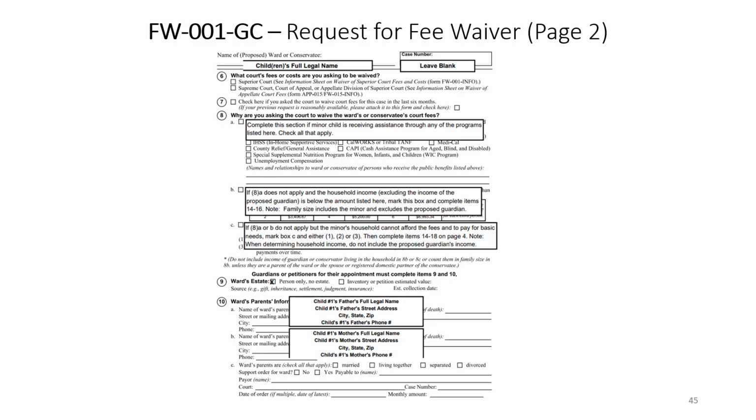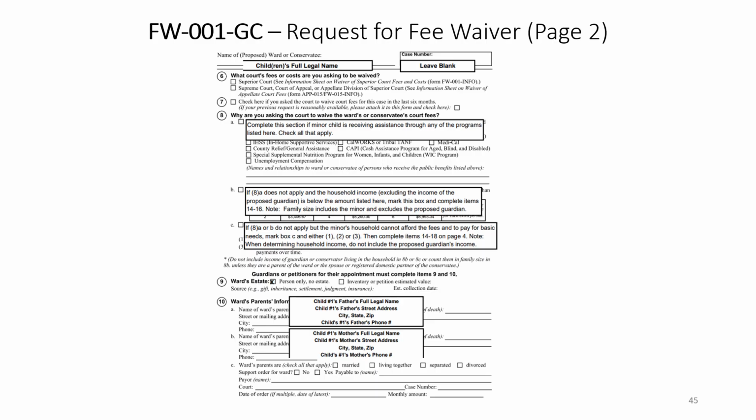On page 2 of Form FW-001-GC, in item 8, you will check either box 8A, 8B, or 8C as follows. If the minor receives any government benefits, check box A and indicate which benefits the minor receives. If you checked 8A, then leave 8B and 8C blank. Otherwise, review the information in item 8B and check this box if the minor's household income is below the amount listed for their household size.